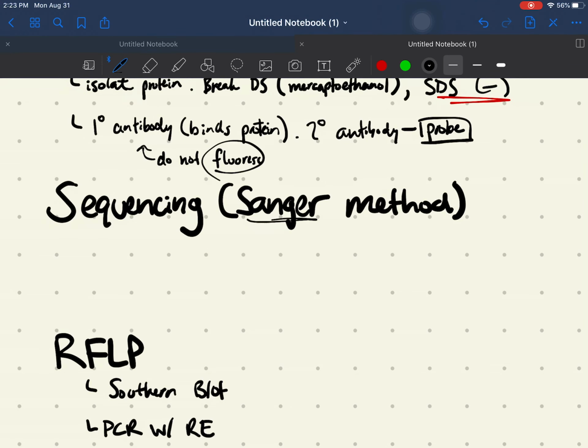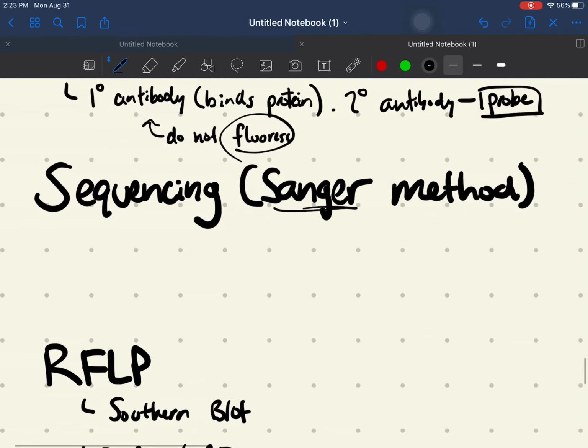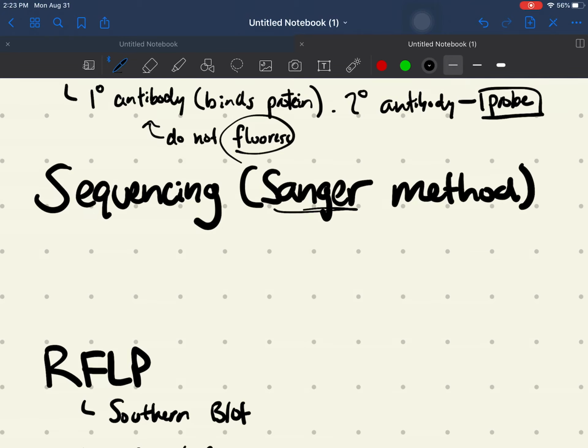And then we have this thing called sequencing. It was discovered by this man called Sanger. That's why we call it the Sanger method. But basically, this is going to be sequencing your DNA. You're going to take a look at directly what that DNA sequence might be. And so essentially, the first step that you do is you denature your DNA.